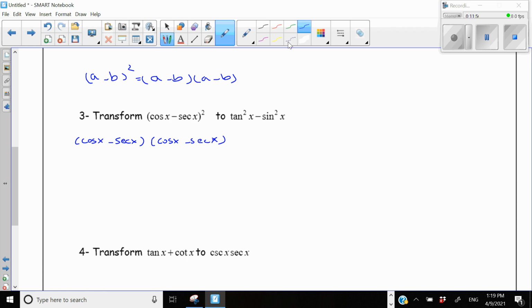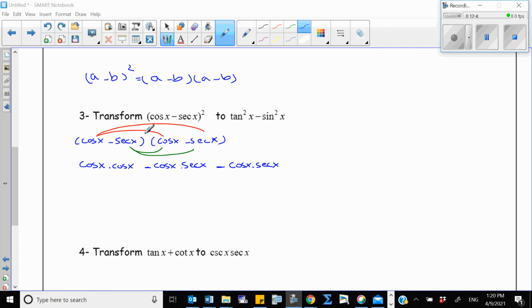So what I need to do here is to distribute and start multiplying these parentheses together. So the first one, cosine times cosine, it will be cosine of x times cosine of x. That's the first one. Then we have cosine of x times negative secant. So it will be negative cosine of x times secant of x. Next, we have this one that we're going to distribute. So it's negative secant times cosine. I can write it as cosine of x times secant. We know that we can switch the two factors when we are multiplying. And then we have negative secant times negative secant, which will be positive secant of x times secant of x.